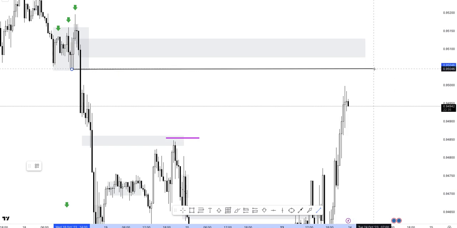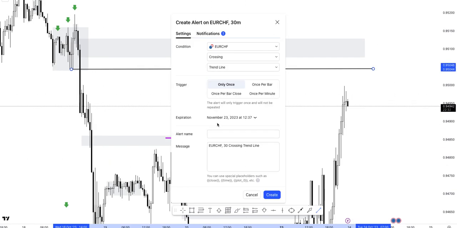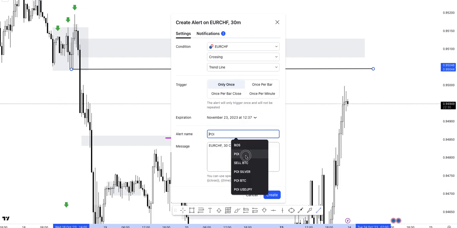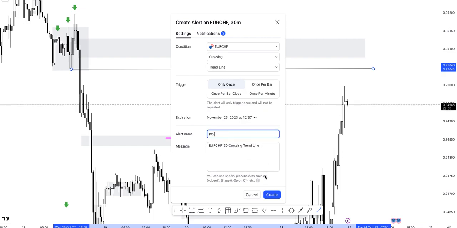So what we're going to do is draw a black line here, and then we're going to add an alert, and we're going to put POI. That stands for, like I said, point of interest. This is what I need to do all the time.